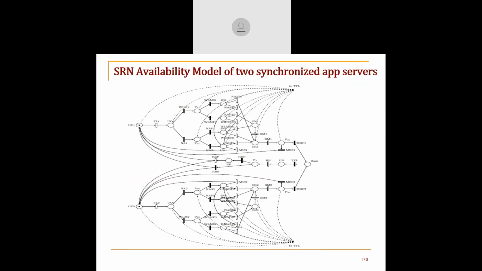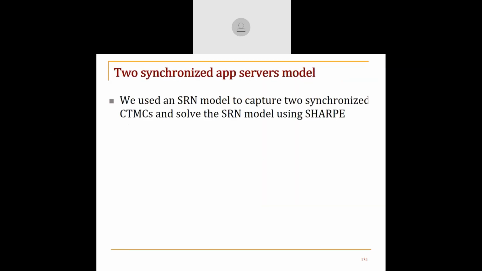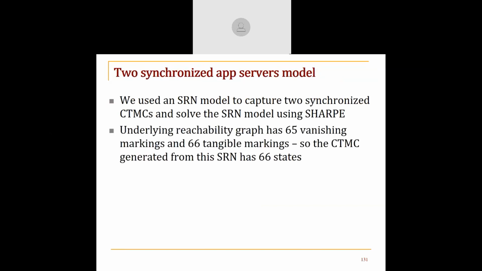So even this simple model, in which two synchronized Markov chains are represented as a stochastic reward net, and the dotted arcs represent variable cardinality arcs as is allowed in stochastic reward nets. If you were to use GSPN, this would be much more complex than the one I have used here. And then this can be converted into a Markov chain automatically. And we found that the underlying reachability graph has 65 vanishing markings and 66 tangible markings.